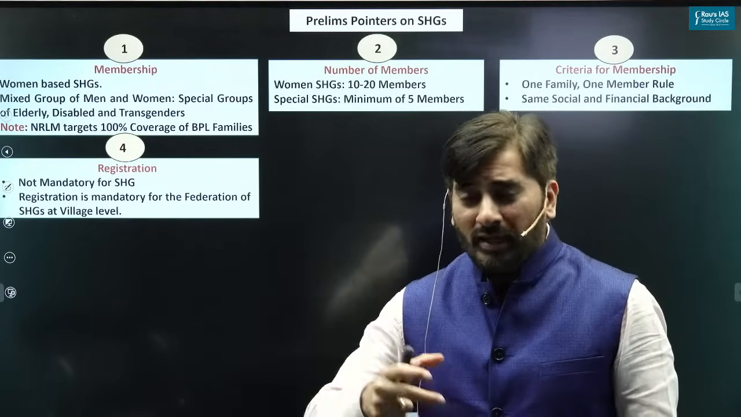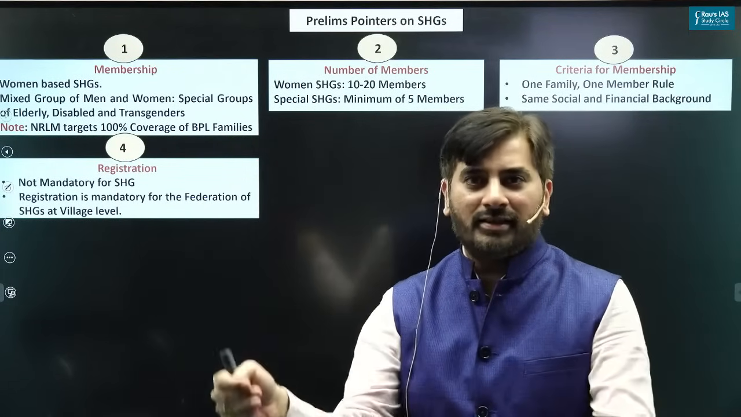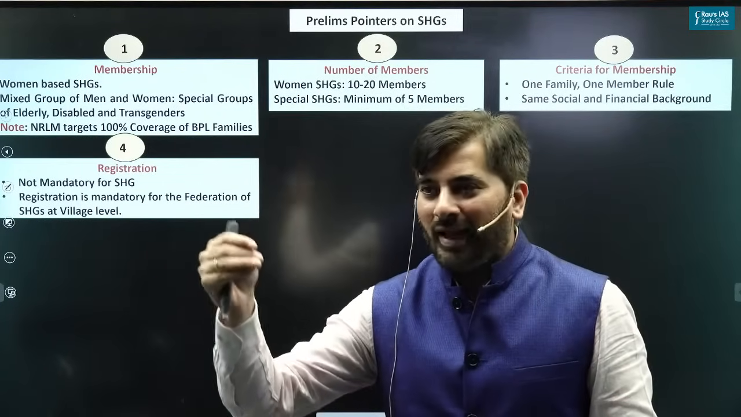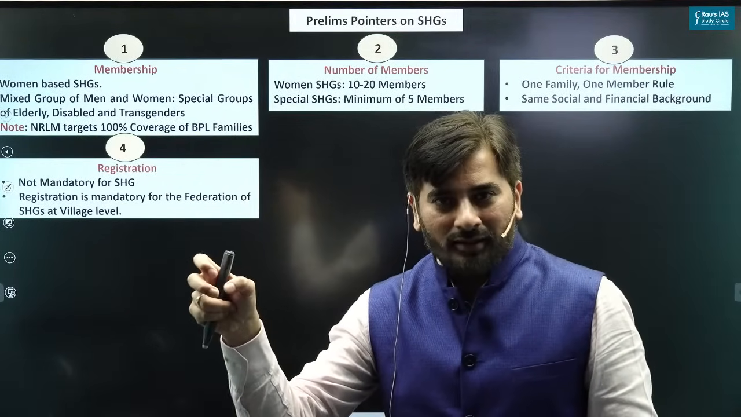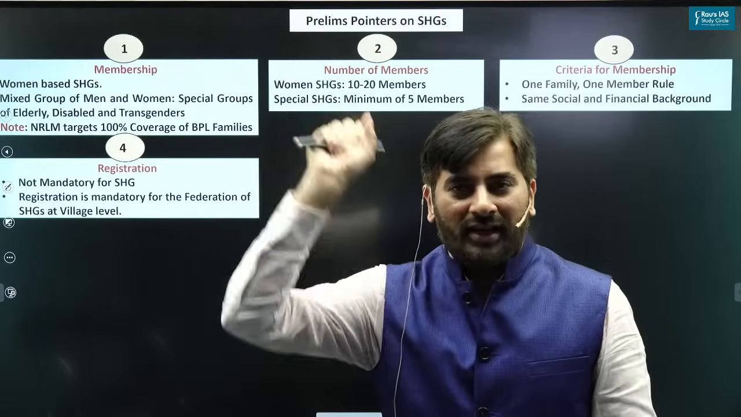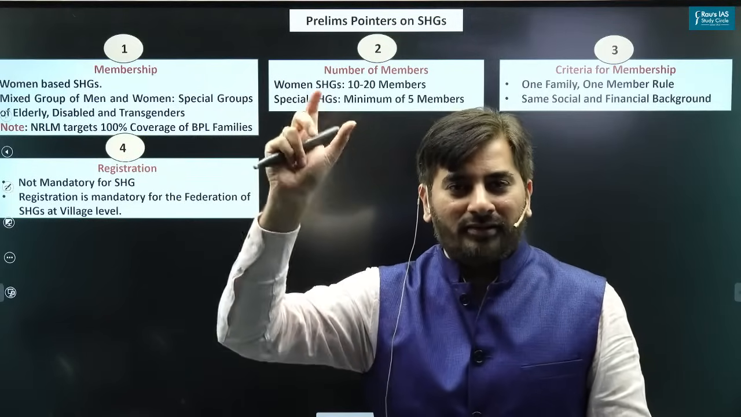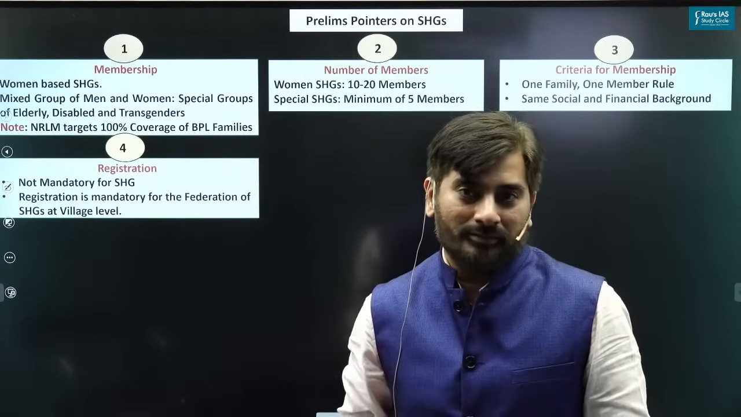But in a particular village, you can have like 10 SHGs. All of these 10 SHGs individually may have 10 members. Now, all of these 10 SHGs can come together to form a federation at a village level. So once a federation of SHGs comprising of 10 SHGs is formed, that federation has to be registered.